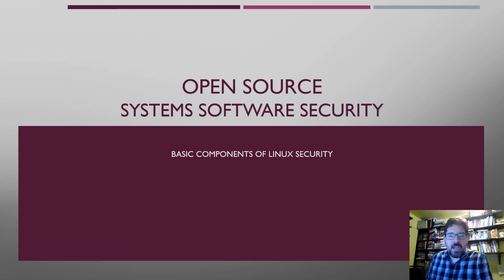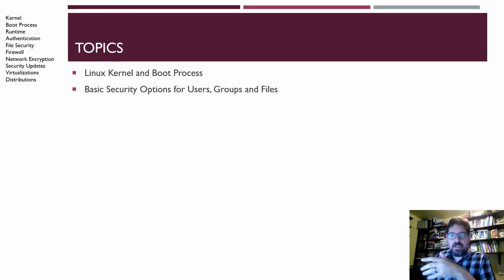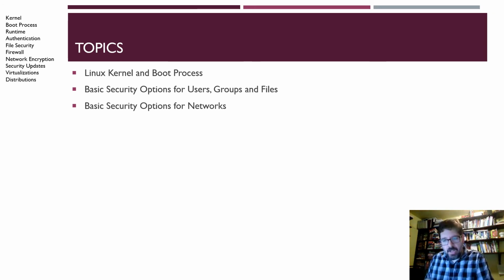In this unit, we're going to talk about some of the basic components of Linux security. So we're going to start by looking at the Linux kernel and the boot process. Then we're going to lead into talking about authentication. We're also going to talk a bit about networks and firewalls with Linux. We'll talk about the Linux firewall IP tables and some of the tools that we have to manage those.